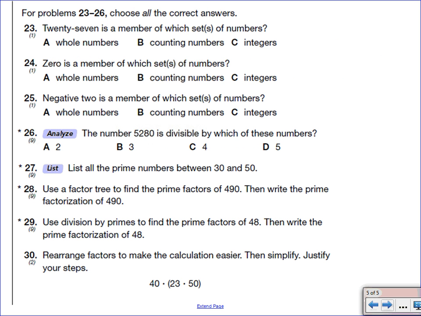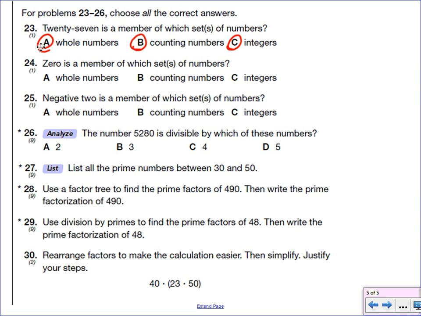For problems 23 through 26, choose all the correct answers. 27 is a member of which set or sets of numbers? Well, 27 is a whole number. Whole numbers are counting numbers including 0. It's a counting number, I can count up to 27, starting with 1. And it's also an integer. Integers include the whole numbers, counting numbers, and negative numbers.